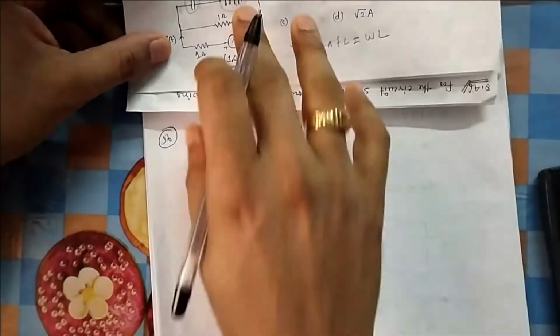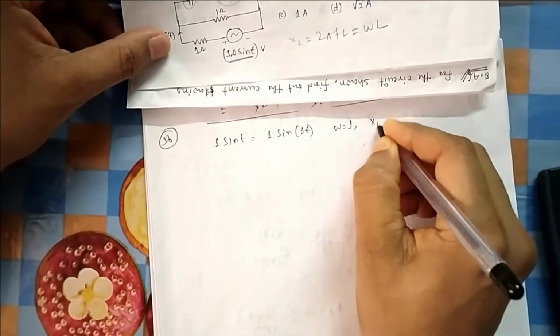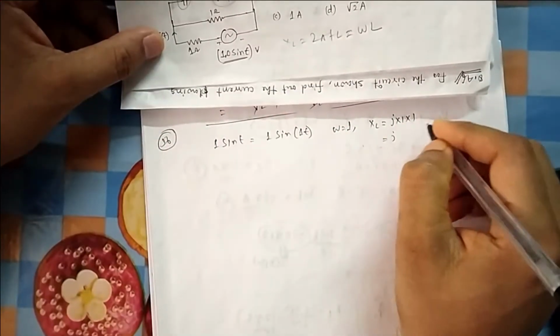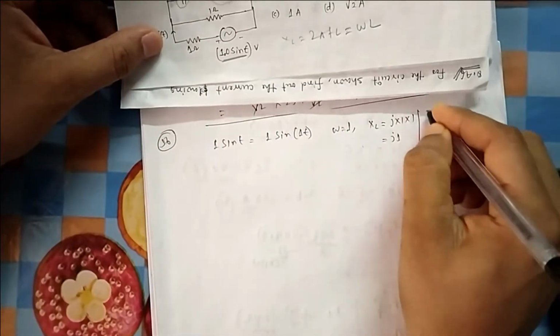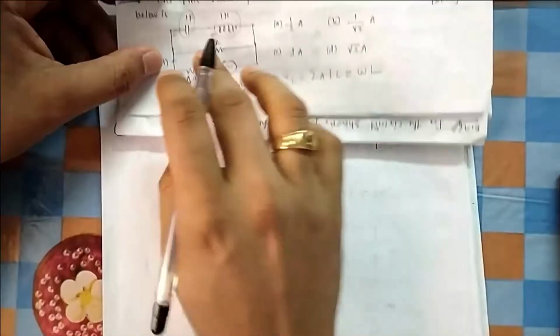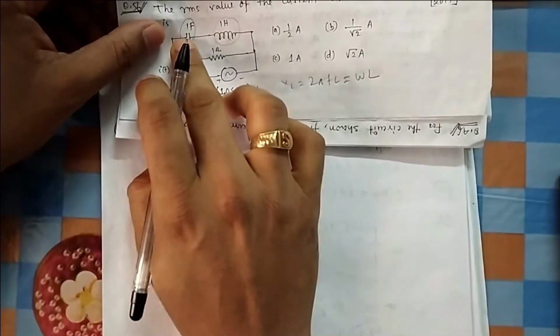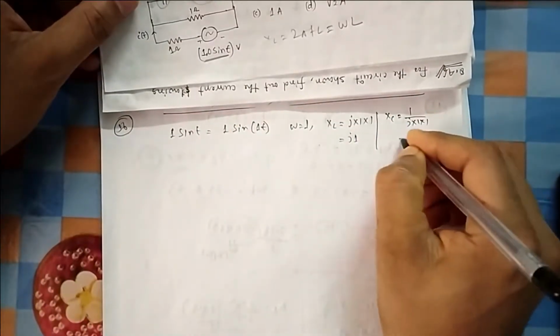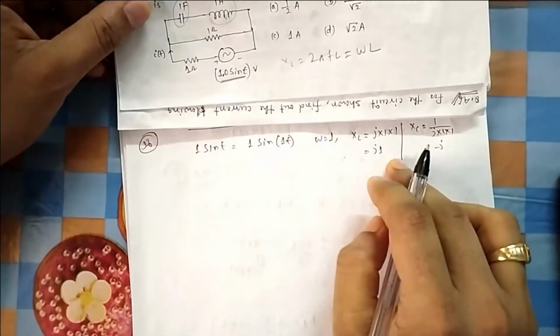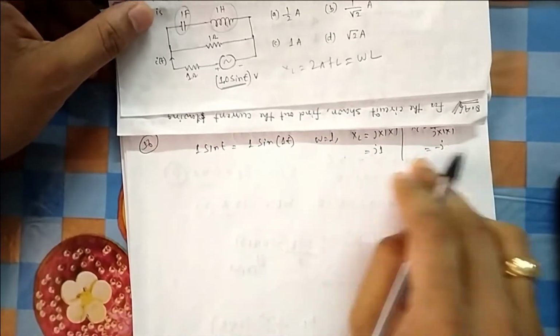For that, XL is j omega L. Omega is 1 and L is 1. So this is my XL, j, 1j. And what is XC? XC is 1 by j omega C, where omega is 2 pi F, and omega is 1. So 1 into 1, that is minus j. Now when you see this one, this is j and minus j. Okay, something interesting is coming out of this.